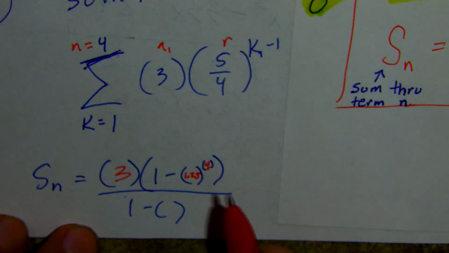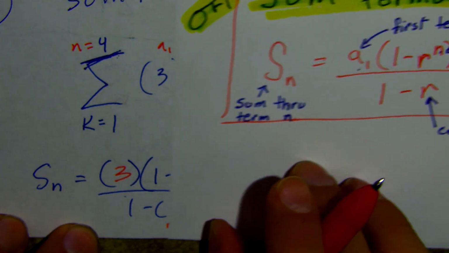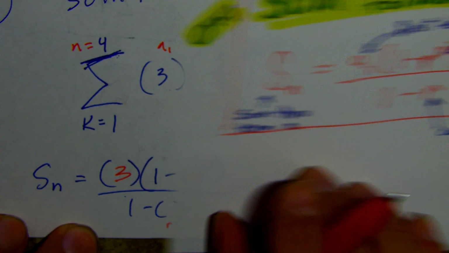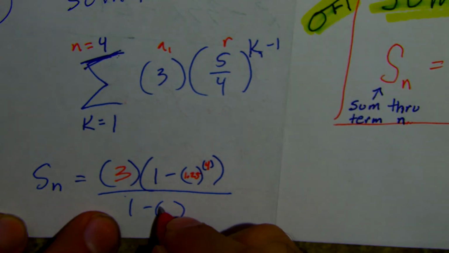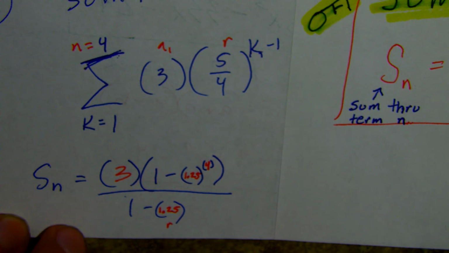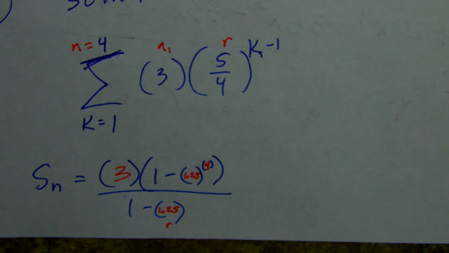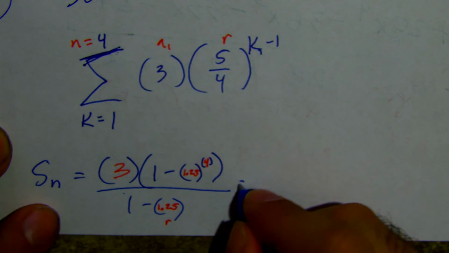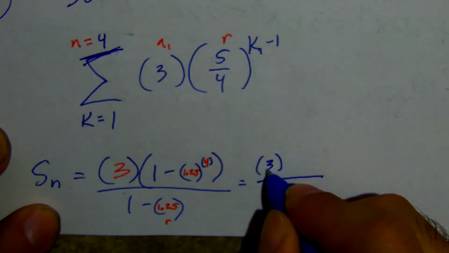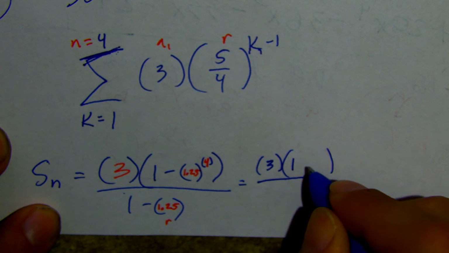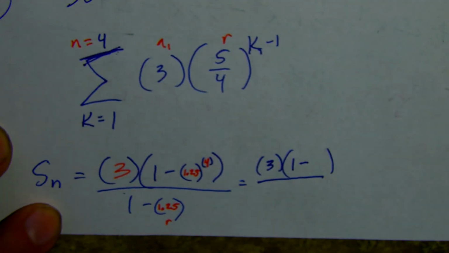All right. So look, it's going to be 3 times 1 minus 1.25 to the 4th. 1.25 to the 4th gives us 2.44. And then on the bottom, 1 minus 1.25 is negative 0.25. All right, let's keep on working. Don't stop. We have 3 times negative 1.44 and negative 0.25 on the bottom.